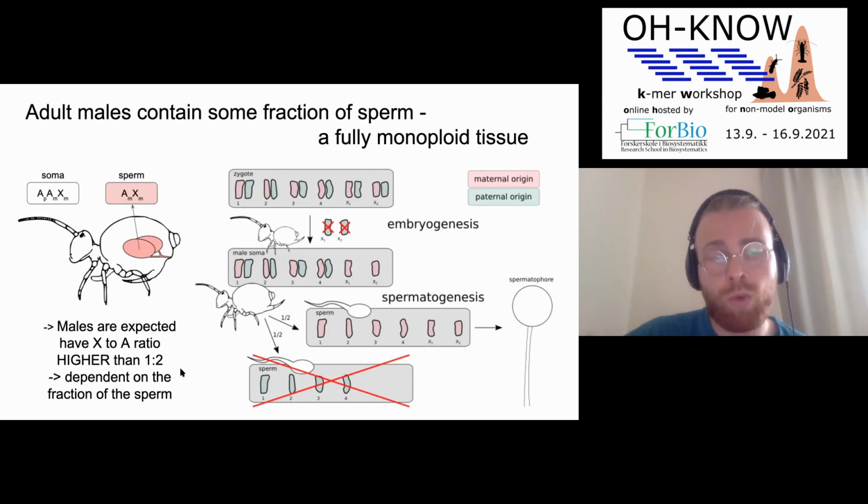How much more will just depend on the fraction of sperm in the body. If the body were fully sperm, we would see 1 peak. If the body were just soma, we would see 2 evenly spaced peaks. And everything in between suggests some sort of admixture.